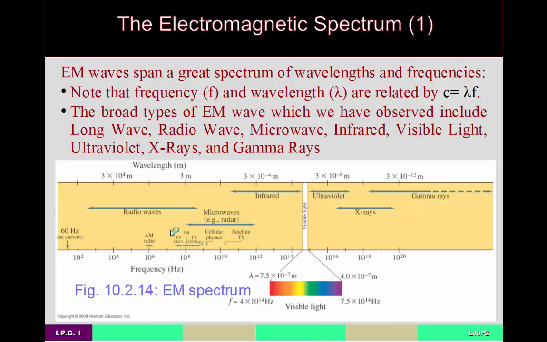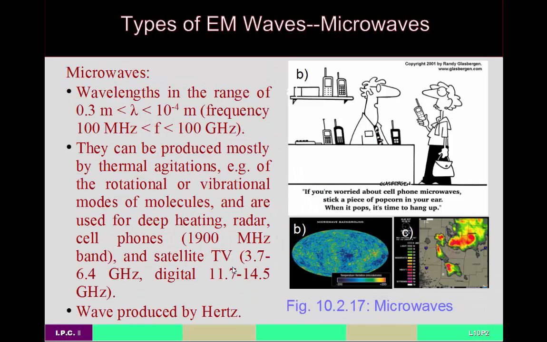In fact, if we scroll up to that chart again, you can see that satellite TV actually sits more or less in the middle of the microwave range. And the other interesting thing is historically that the microwaves are what Hertz himself was actually able to produce, although he basically was kind of on the cusp between radio and microwave.